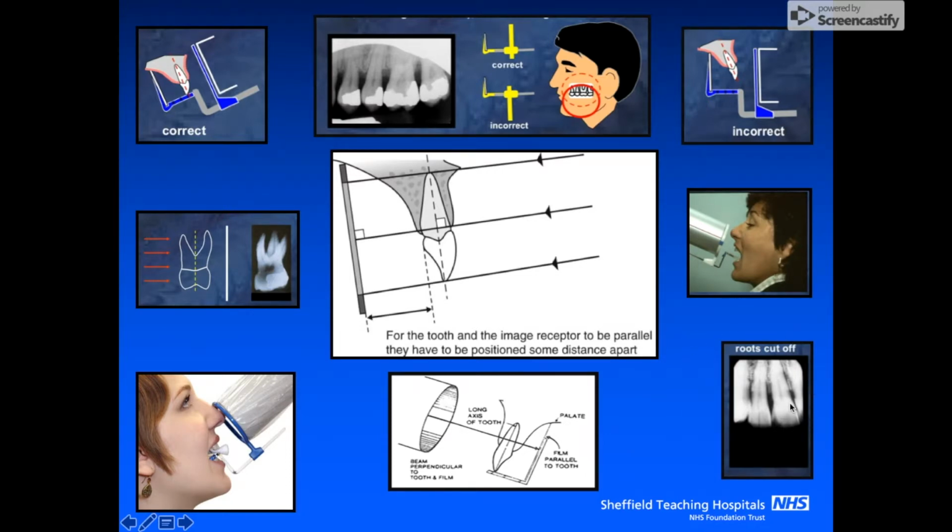So you need the patient to gently bite down. It's represented here in this image. We've got the holder here, nice and parallel to the long axis of the tooth. We've got the tooth actually in contact with the holder, and then we've got the beam perpendicular to the long axis of the tooth. And then the X-ray would probably look something like this. We've got the crown, and then we've got the apex of the root.